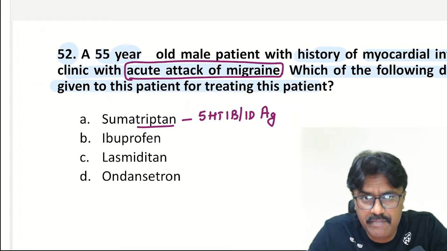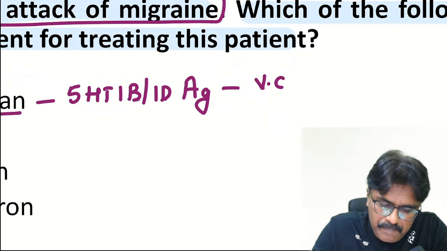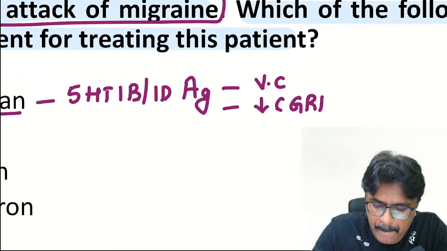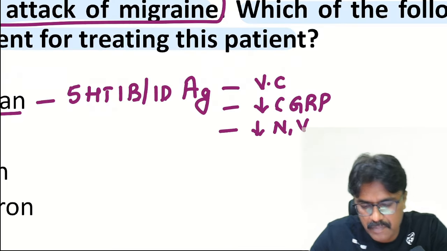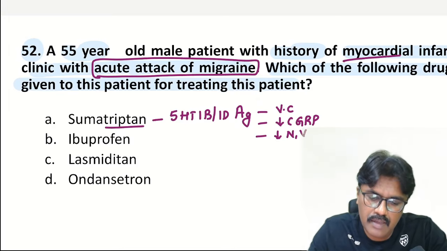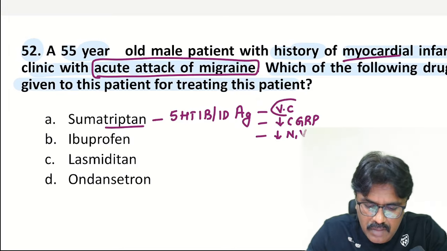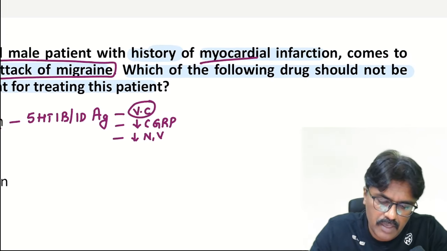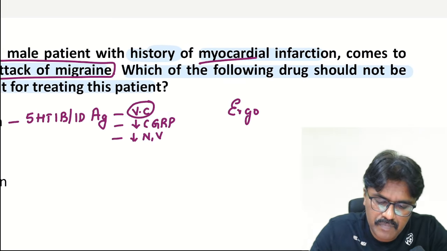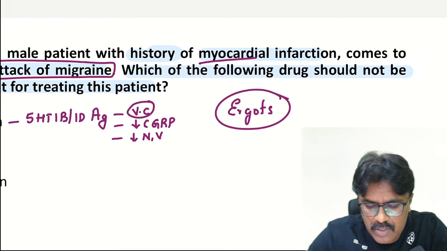So can I give? Let us see. These cause vasoconstriction. They decrease the action of CGRP. They decrease nausea and vomiting. But the patient has an old history of myocardial infarction. So vasoconstriction may be a problem. So I cannot give it. Similarly, one more drug I cannot give if a patient has MI history, that is ischemic heart disease, is ergot, because they also cause vasoconstriction.